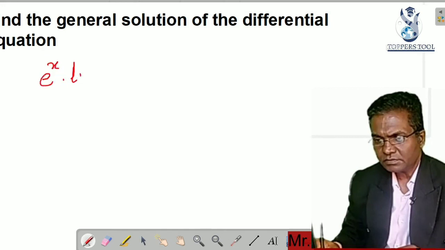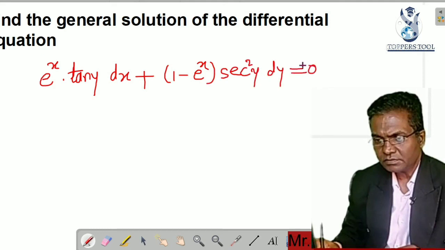e power x tan y dx plus (1 minus e power x) secant square y dy equals to 0.